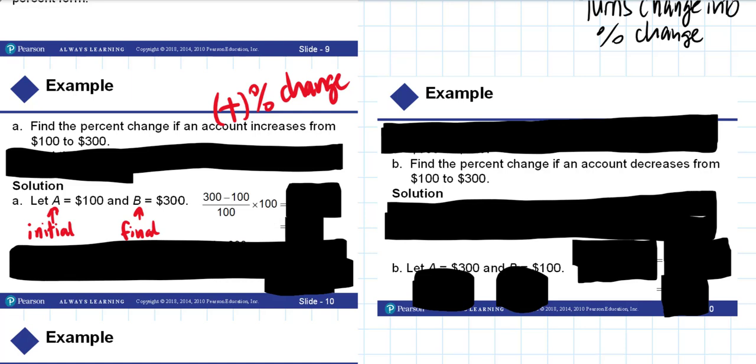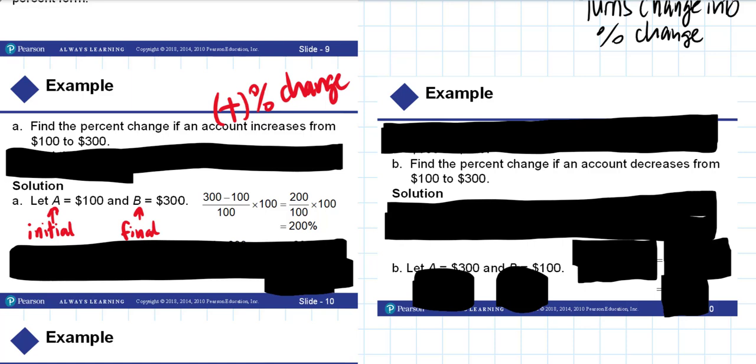I didn't write down my work with the formula, but you can see that you'd say the final value minus initial, all divided by the initial, multiplied by 100, will get you 200 divided by 100, all times 100. So it's a 200% increase because it's a positive value. That's how A works. Let's look at B.